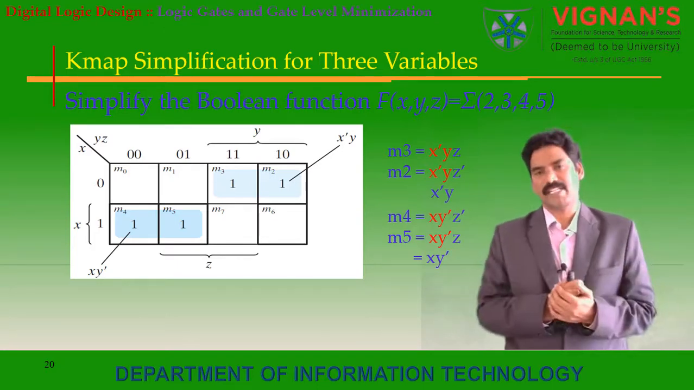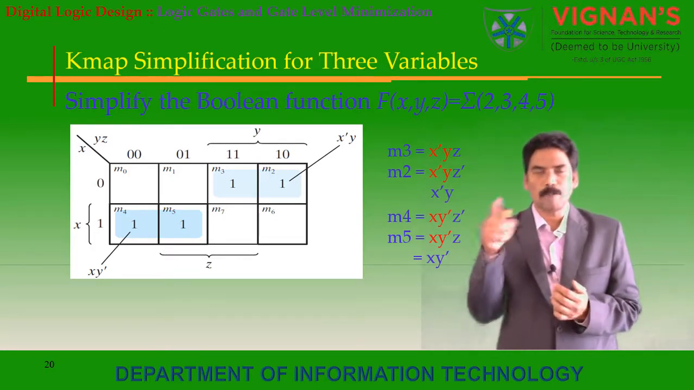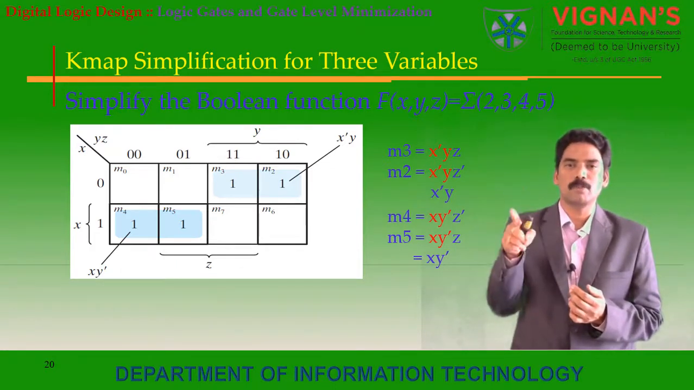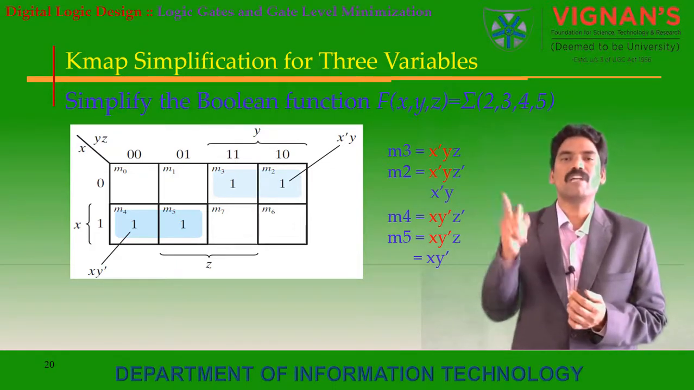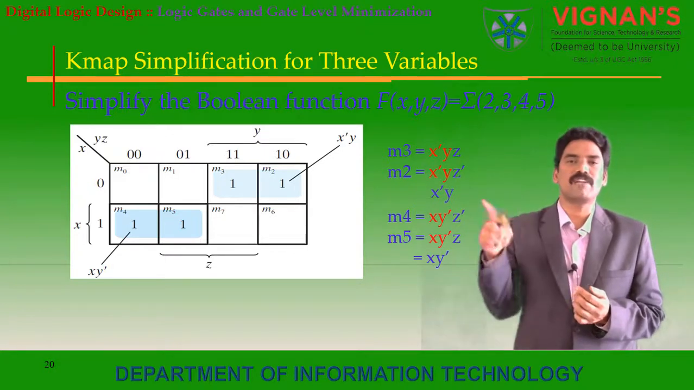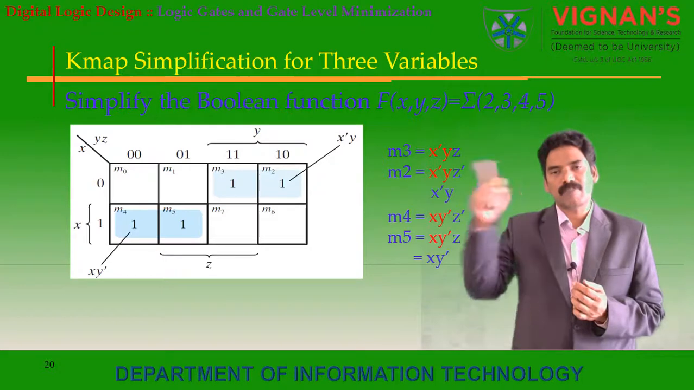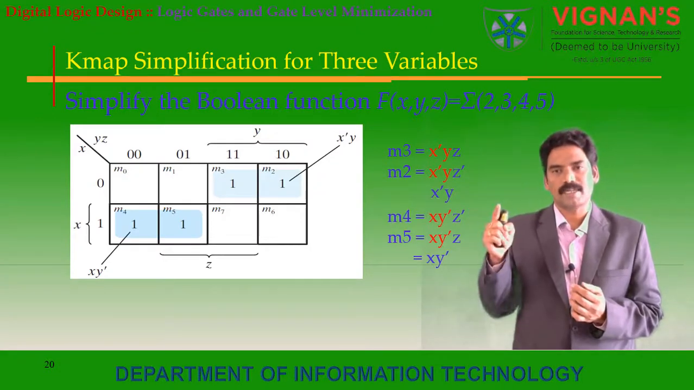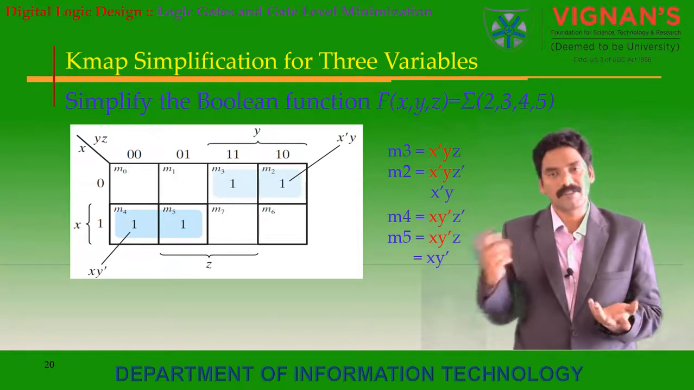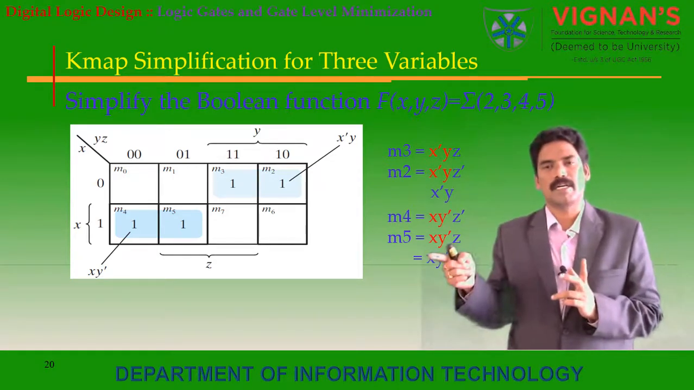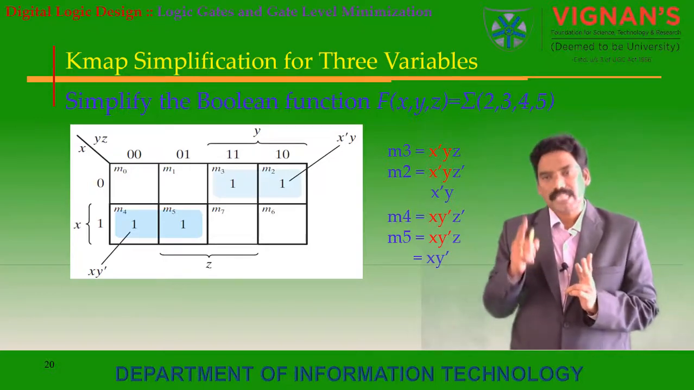See, what is the simplified expression? So, what is grouping? How is grouping possible? M2 and M3 are one group, and M4, M5 are another group, right. Now, M3 is x bar y z, M2 is x bar y z bar. What is the common term in this? X bar y. For M4 and M5, x y bar z bar, M5 x y bar z.